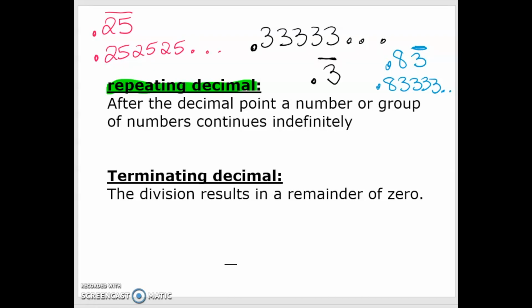A terminating decimal is a decimal that terminates. Terminate is a big fancy word meaning it ends. So these are decimals like 0.5, right? 0.25, 0.7, right? The decimal eventually stops. 754. Doesn't matter how many digits there are as long as it stops at some point. So that is called a terminating decimal.